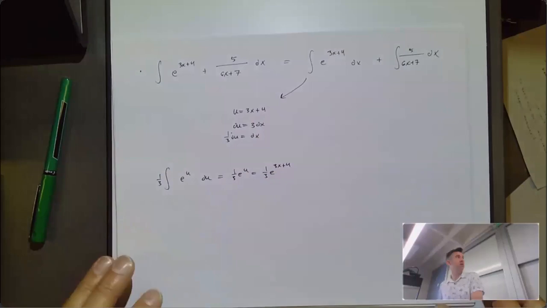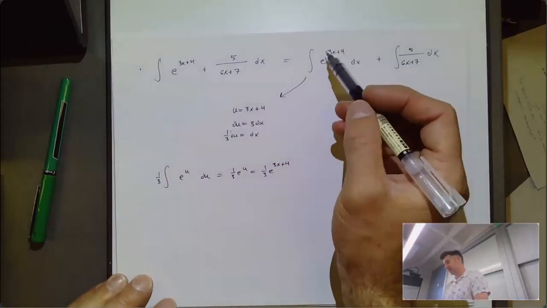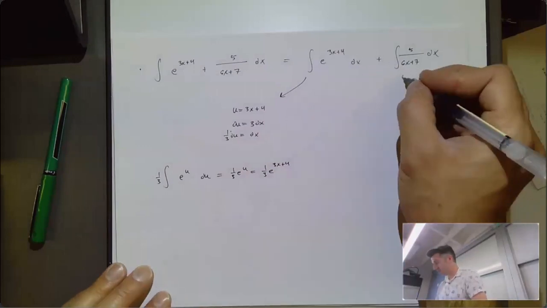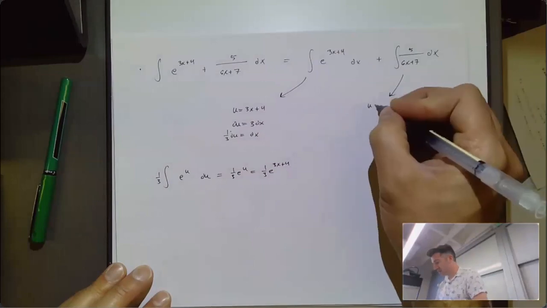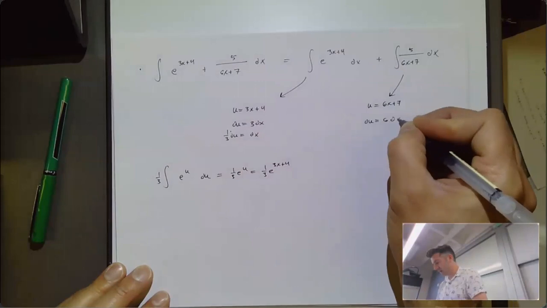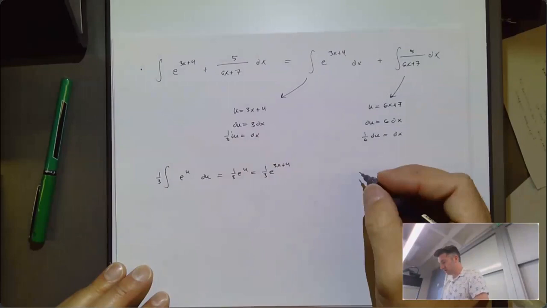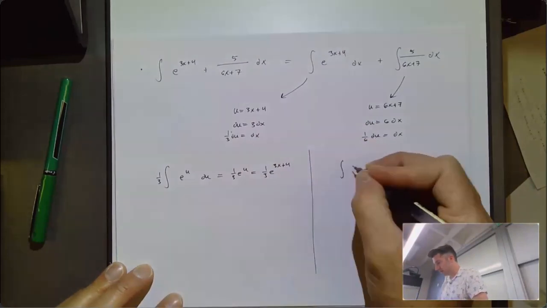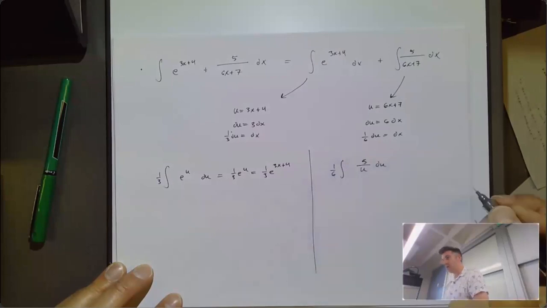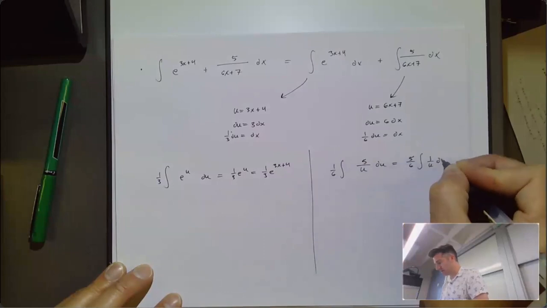Which we already knew was going to happen, because we know that when you integrate e to a multiple of x, you get that same thing, but you end up dividing by the coefficient of x. For this one, we would let u equal the denominator, 6x plus 7. The du is going to be 6 dx, so 1/6 du is equal to dx. So this integral is going to become the integral of 5 over u times 1/6 du, or as I would probably prefer to write it, 5/6 times the integral of 1 over u du.